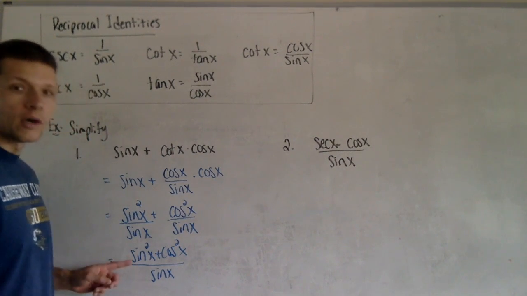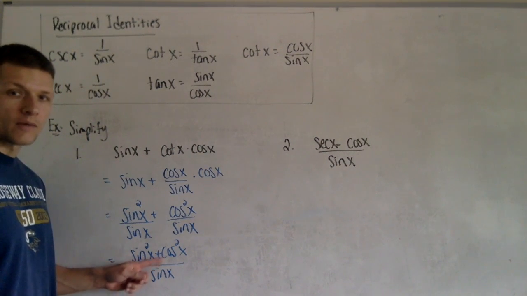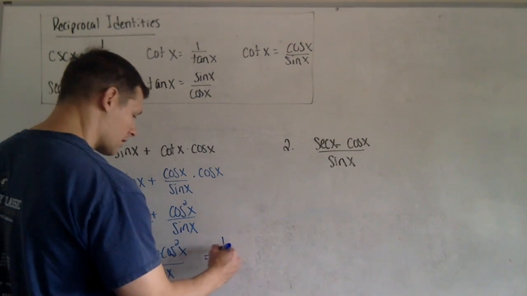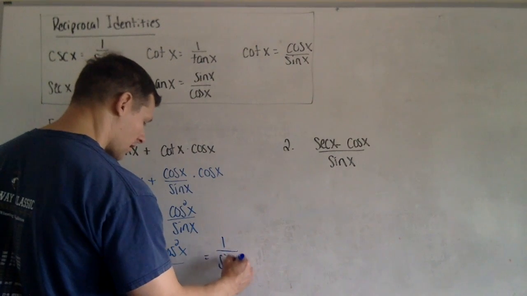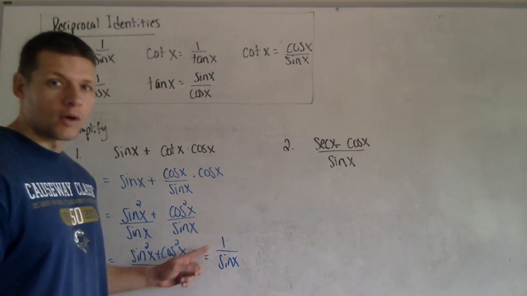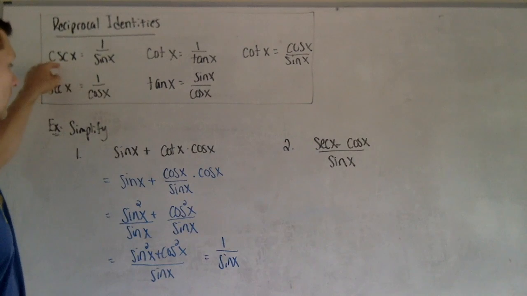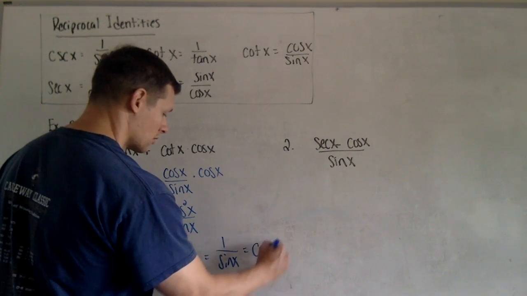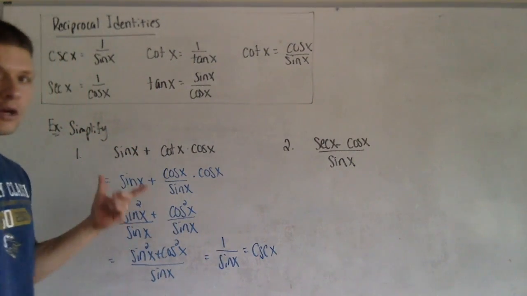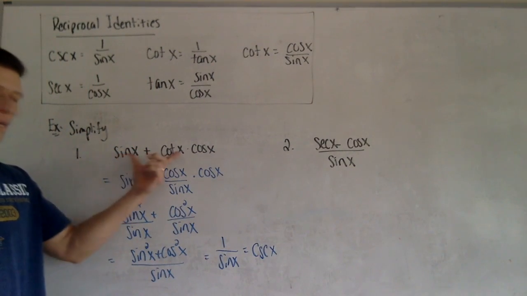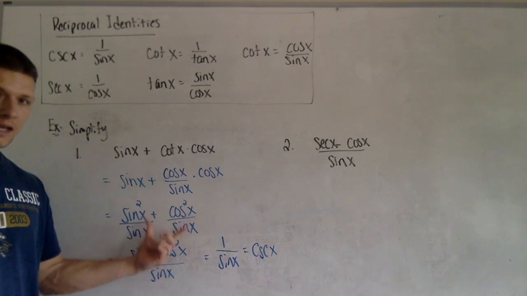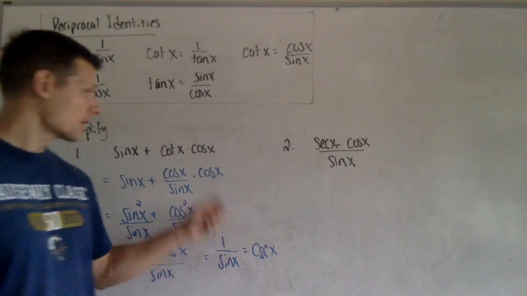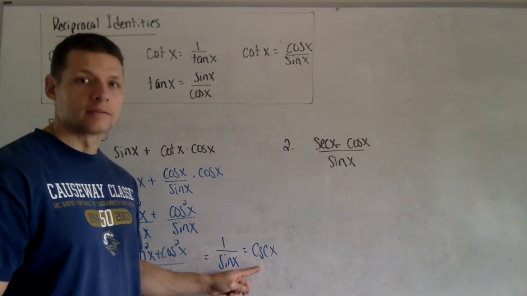Fantastic. But what do we know sine squared of x plus cosine squared of x equals? That equals 1. So this is going to equal 1 divided by sine of x. However, can we write 1 over sine of x as something different? Yes, we can simplify all of this down to cosecant x. So with this large expression, I put everything in terms of sines and cosines, which helped a little bit. Then I used the Pythagorean identity, which allowed us to get this thing down to this guy, okay?